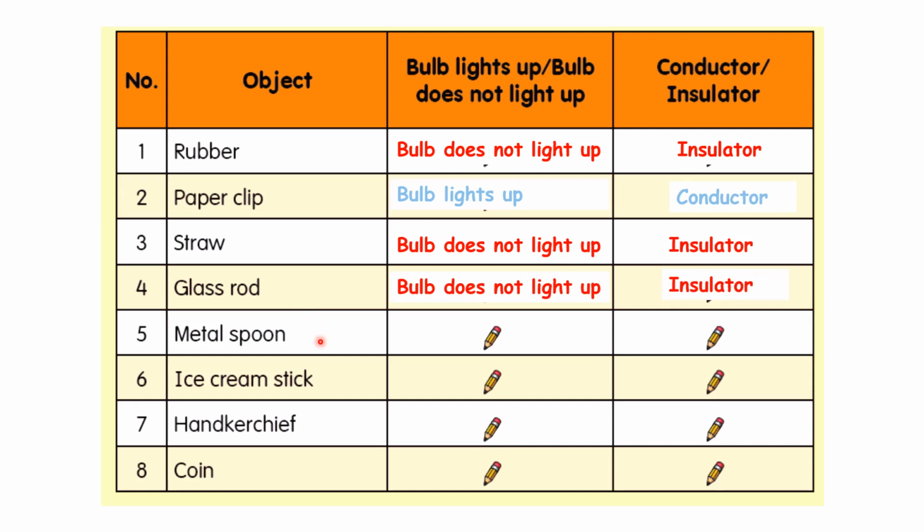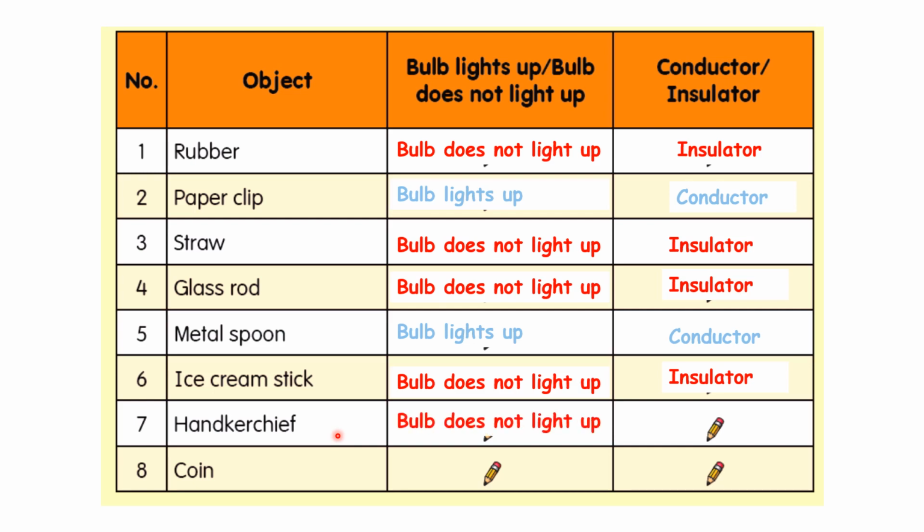Metal spoon. Obviously, the bulb lights up and this is a conductor. Okay, ice cream stick. It is made from wood, so the bulb does not light up and this is also an insulator. And then handkerchief or our clothes, the bulb does not light up and this is an insulator. And the last one, coin. The bulb lights up. This is a conductor.